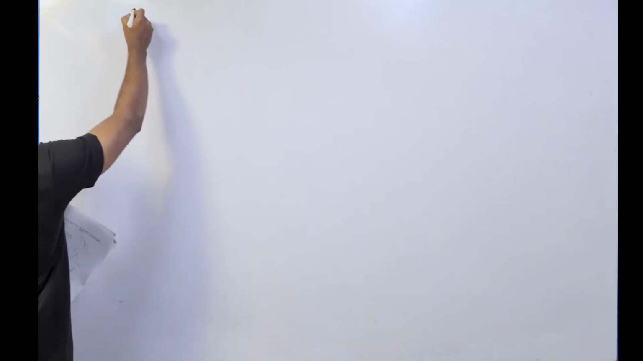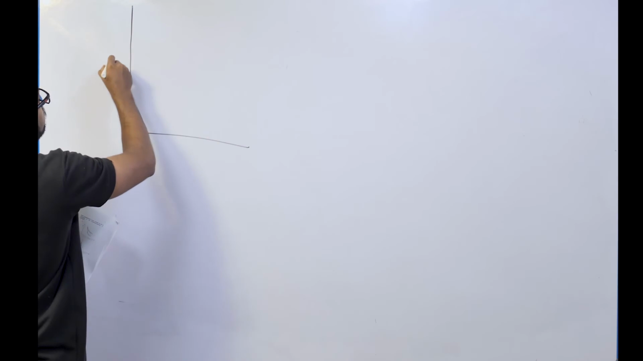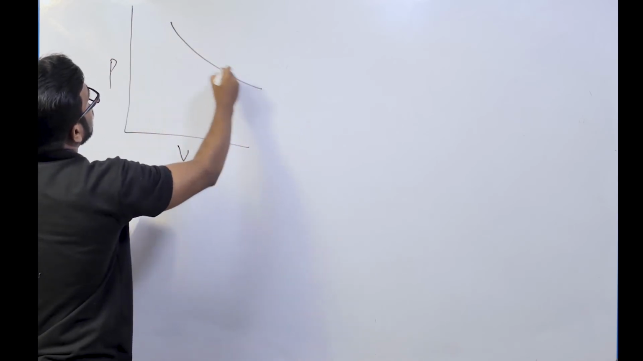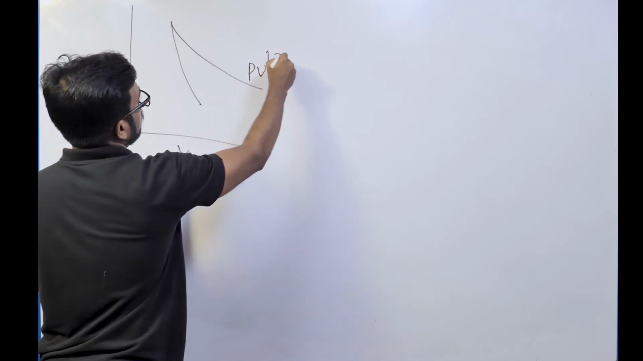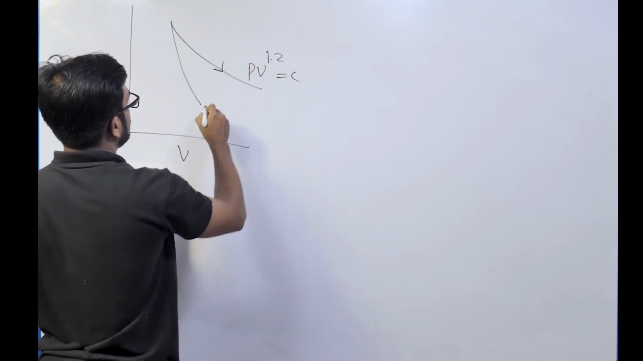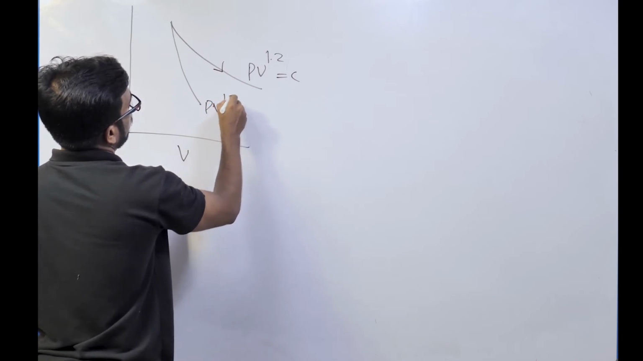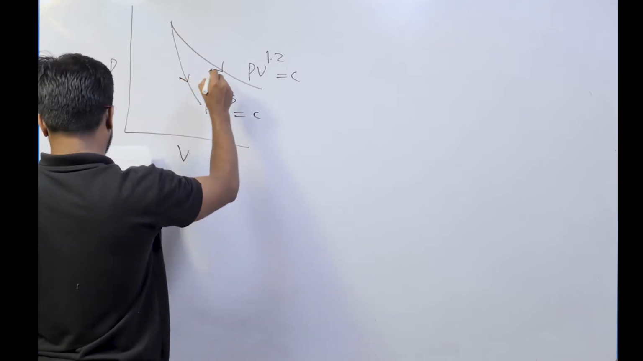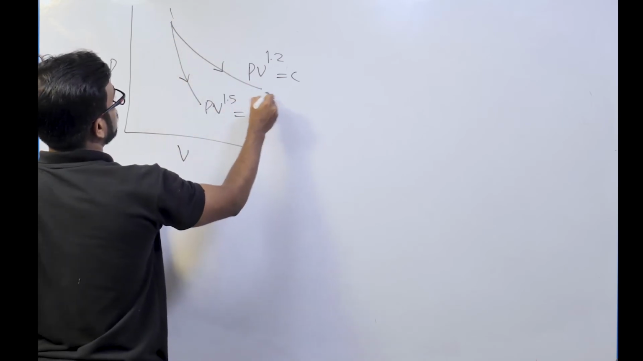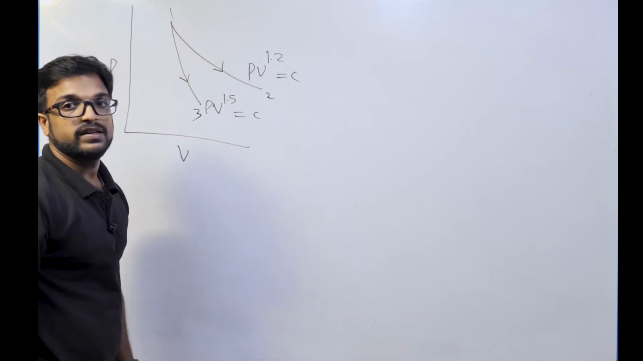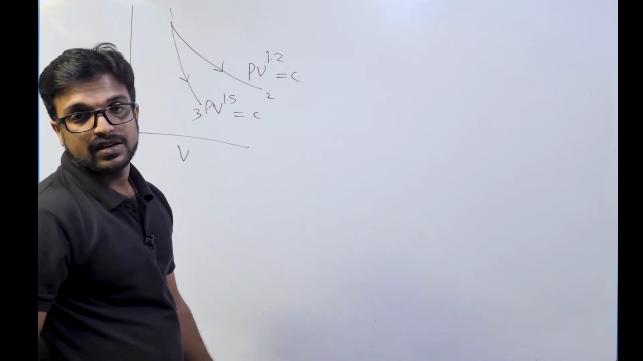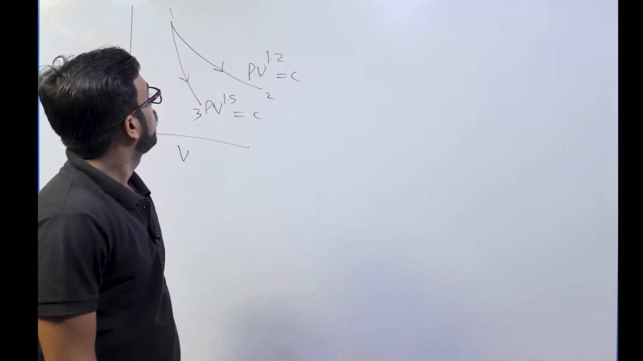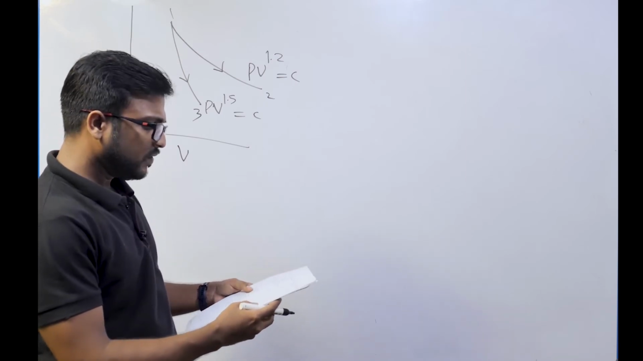Let's see. Here we have a PV diagram with PV raised to 1.2 is constant, and PV raised to 1.5 is constant. This is 1 to 2, this is 1 to 3. So we need to figure out the corresponding processes in a TS diagram. Alright. Now, what do you think?